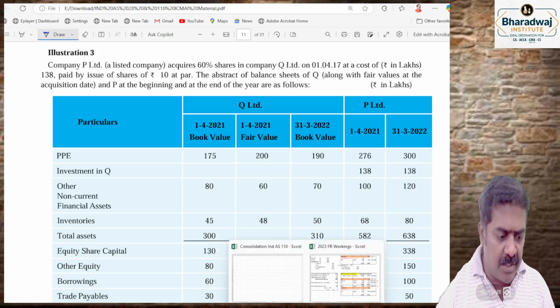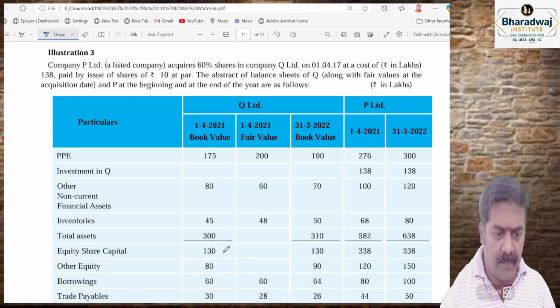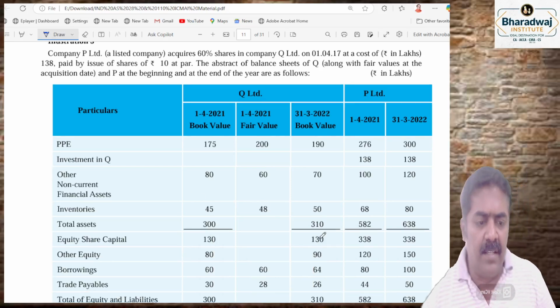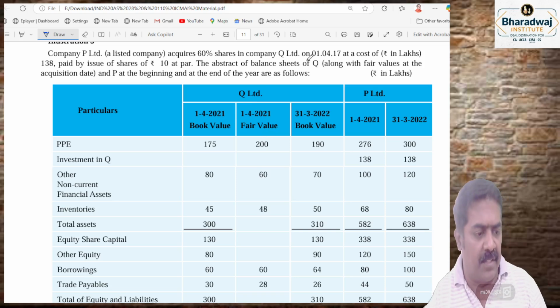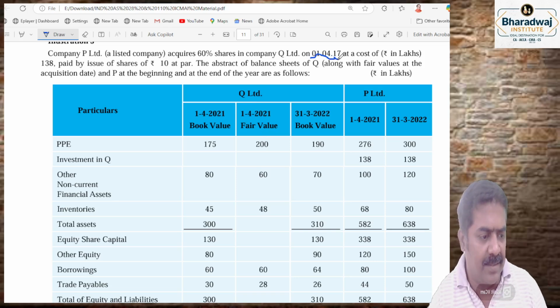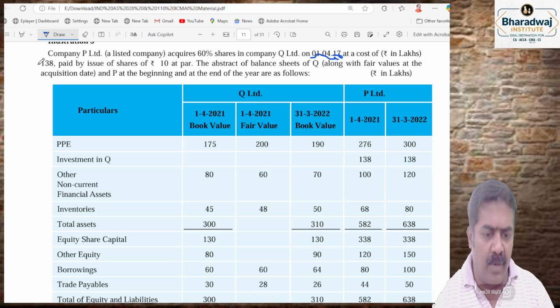Go to illustration 3. P Limited, a listed company, acquired 60% of shares on 1/4/2020 (the date is an error in the text, it should be 1/4/2020), at a cost of 138 lakhs.